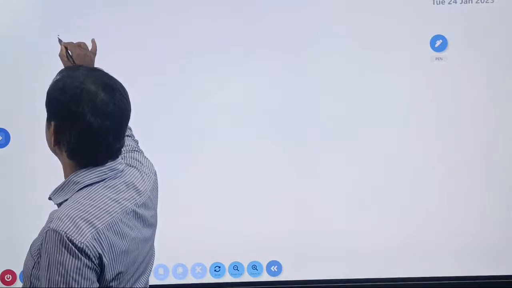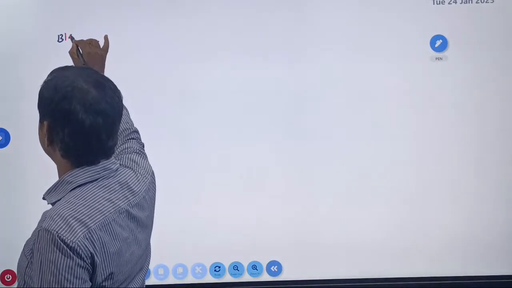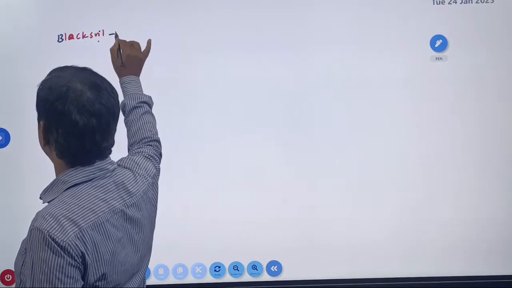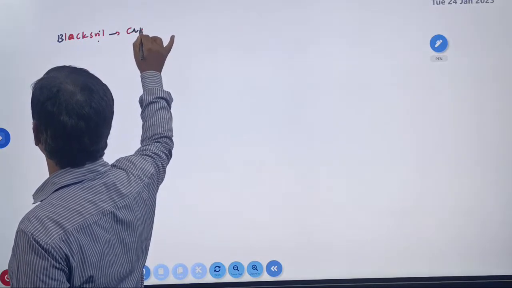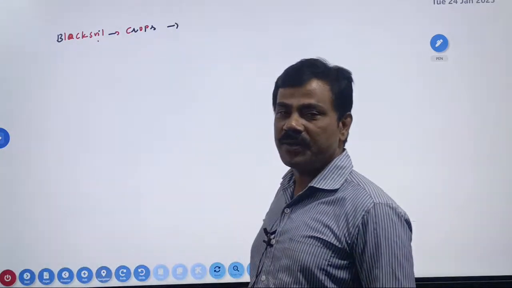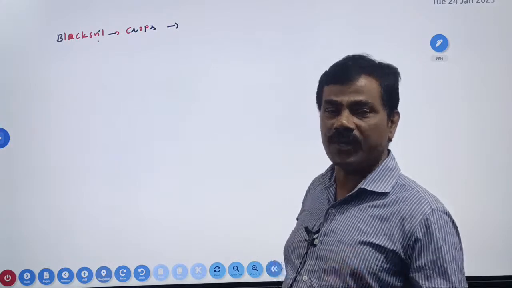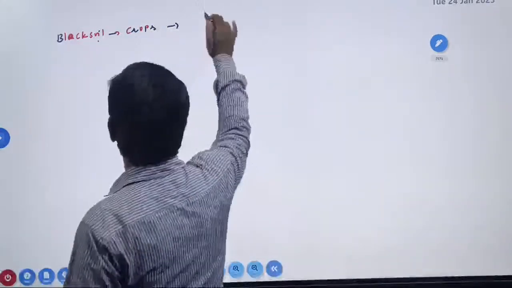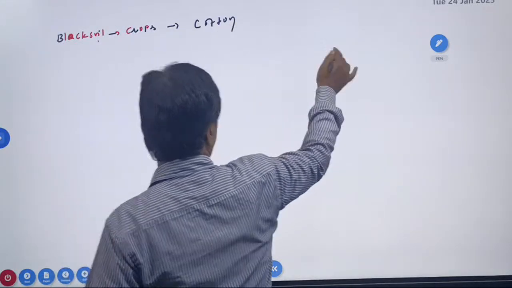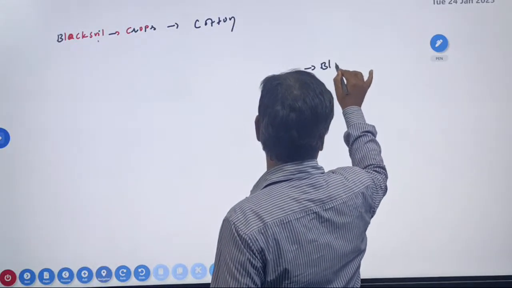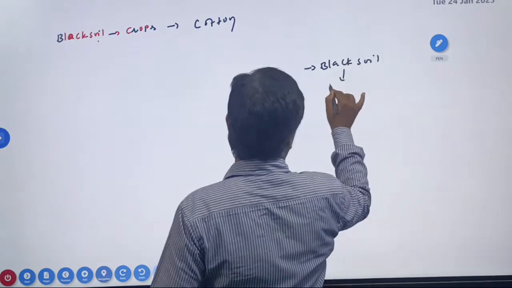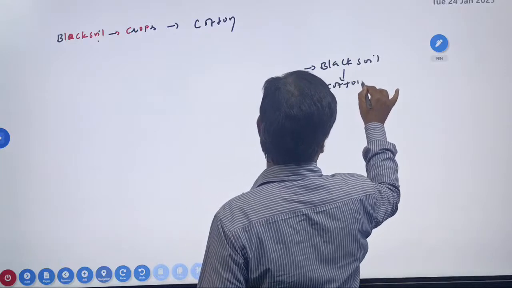Next, which type of crops are cultivated on black soil, which can give more productivity? Cotton. Generally, black soil has another name, cotton soil.